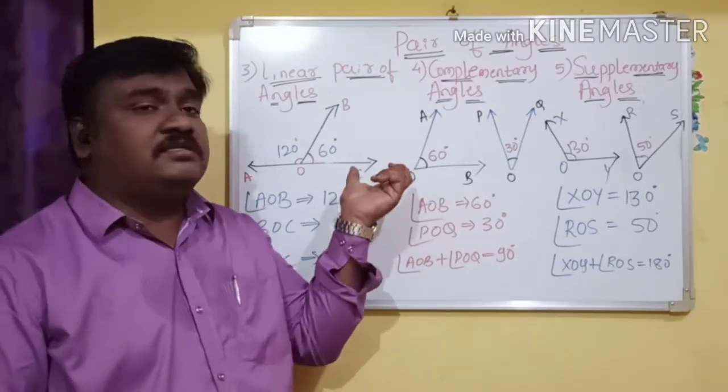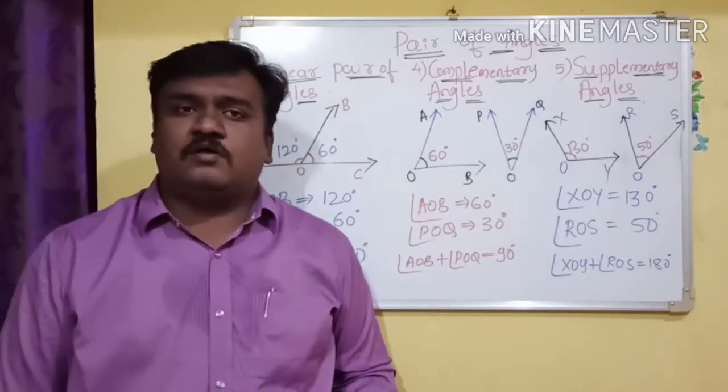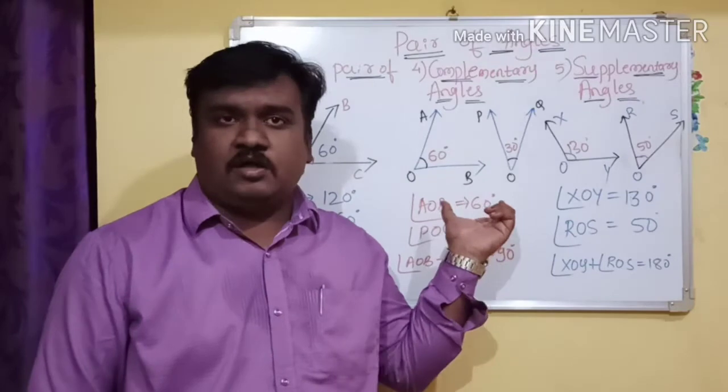Okay, so these are the three parts which I have explained about the types of angles. In the next part we will solve examples on these angles.